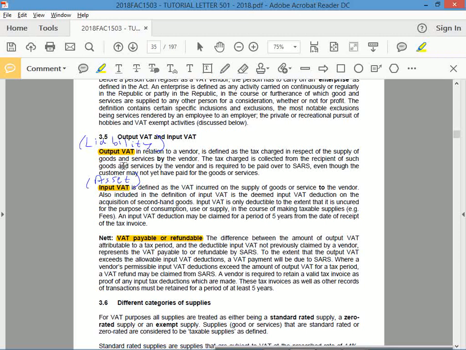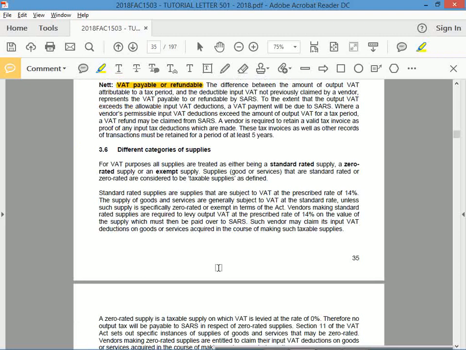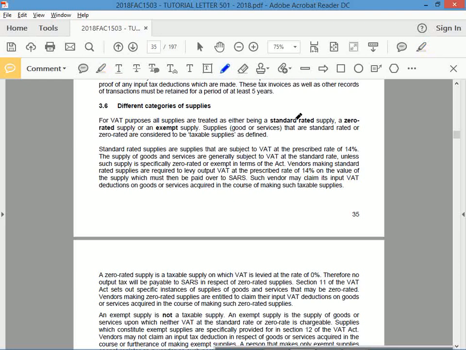If the asset is more than the liability, meaning your input is greater than your output, then you'll have a refund. And the opposite, you'll have a payable if the output is greater than the input. They do give you a little bit of theory here related to this. Standard rated goods are goods at 14 or 15%. Prior to the budget speech, everything was 14, now everything's 15%. We call that a standard rated supply.